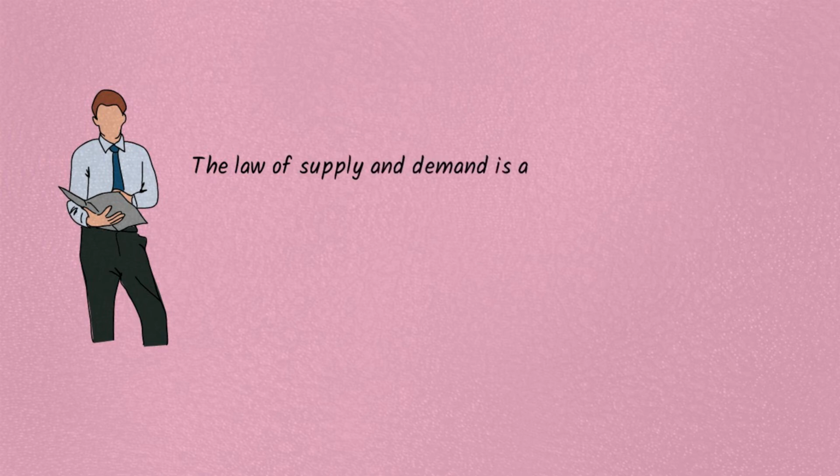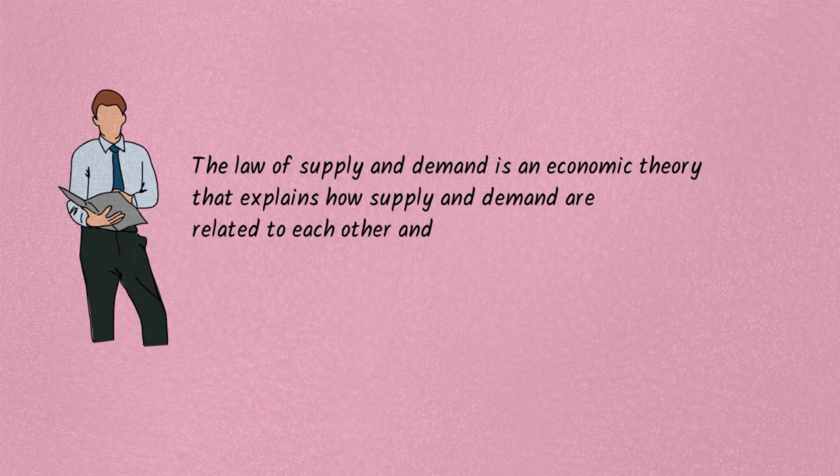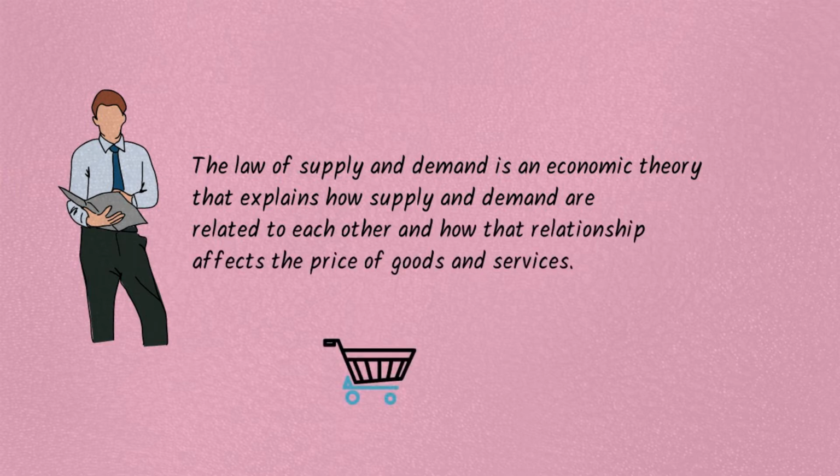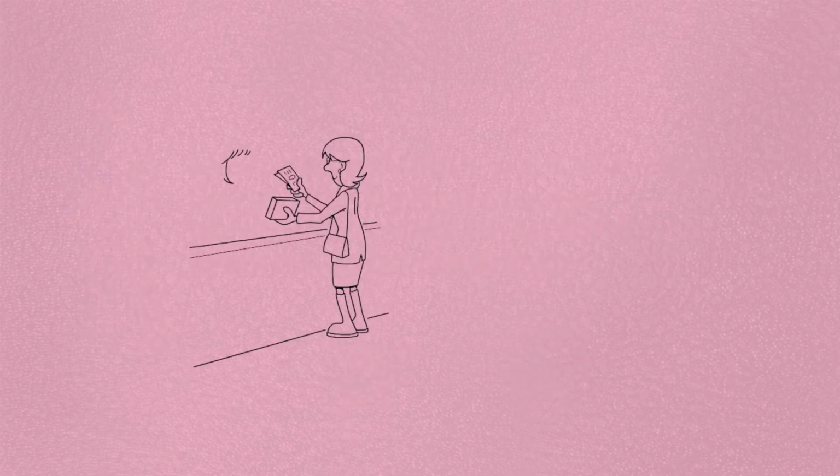Supply and demand is an economic theory that explains how supply and demand are related to each other and how that relationship affects the price of goods and services. The consumers buy the goods and services. In other words, they demand what they need.